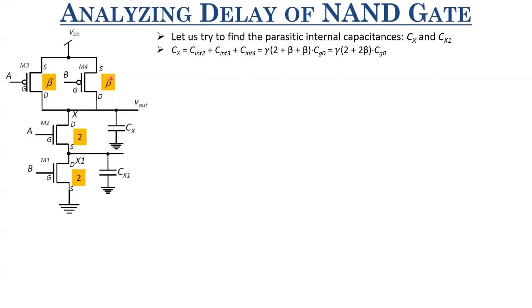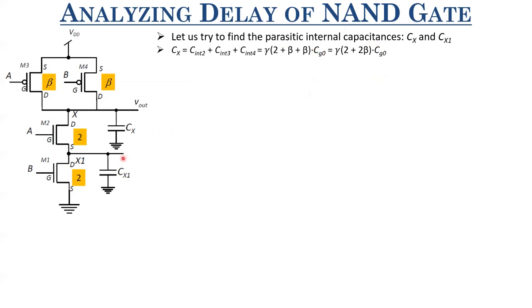It's gamma beta C0. What is your Cint for this M3? It's gamma beta C0. What is the Cint for this M2? It's 2 times gamma CG0, where CG0 is your input capacitance, right? This is something that we discussed in the case of CMOS inverters, that Cint is equal to gamma CG0, and then it is just multiplied by the widths, because the intrinsic capacitance is proportional to the width of the MOSFET. And gamma CG0 corresponds to the intrinsic capacitance of a minimum sized MOSFET, right? So if you do this, it comes out as gamma times 2 plus 2 beta times CG0, right?